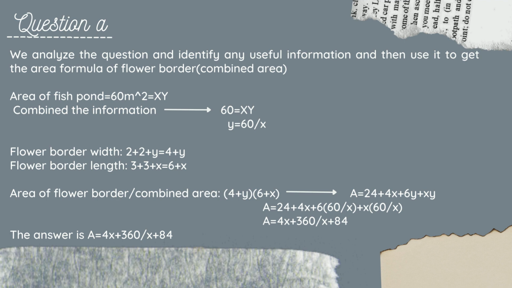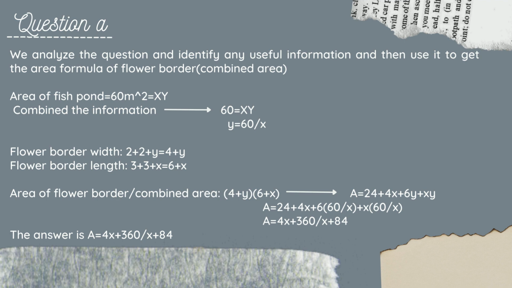the formula for the area of the fish pond is x multiplied by y. You should get xy. If you combine this information, you can get 60 equals xy. To make our job easier later, we express y in terms of x, and then you should get y equals 60 over x.